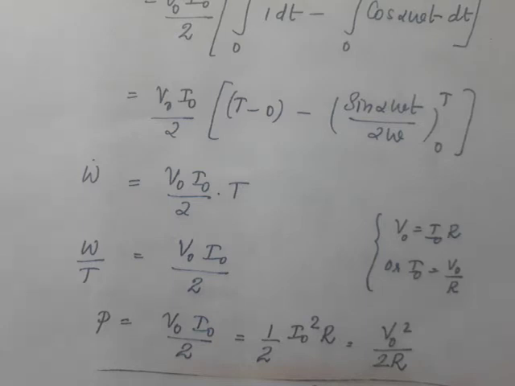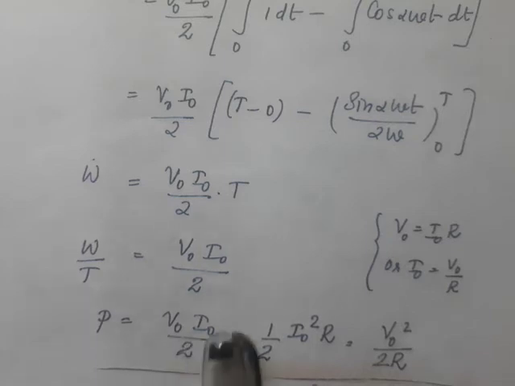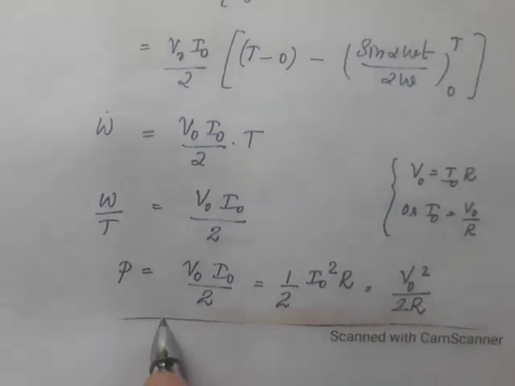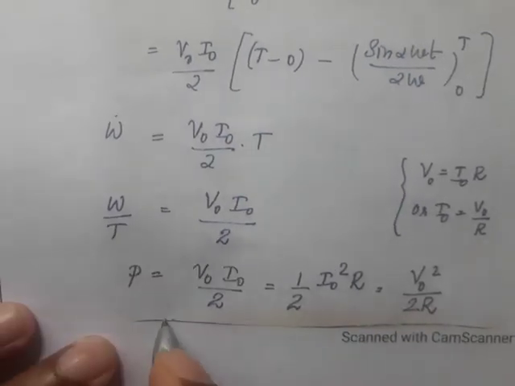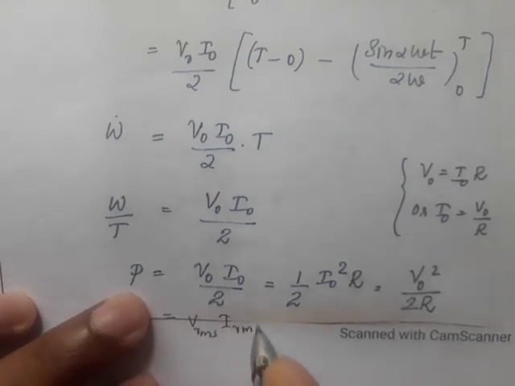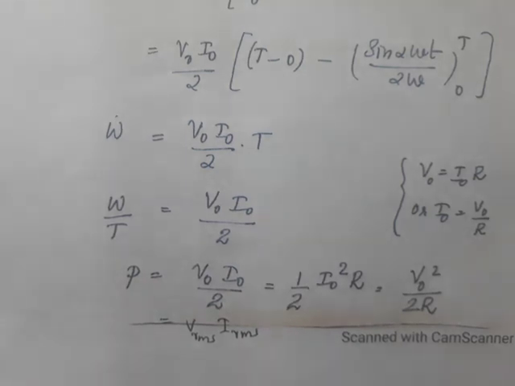In this equation, V0 I0 by 2, this 2 we can write as root 2 into root 2. Then it becomes V0 I0 by root 2 into root 2. V0 by root 2 and I0 by root 2 are the RMS values of voltage and current. So we can write this as VRMS into IRMS.